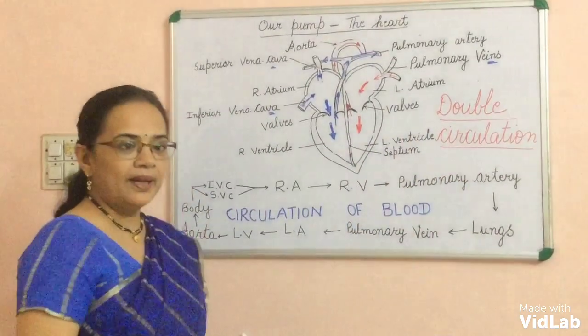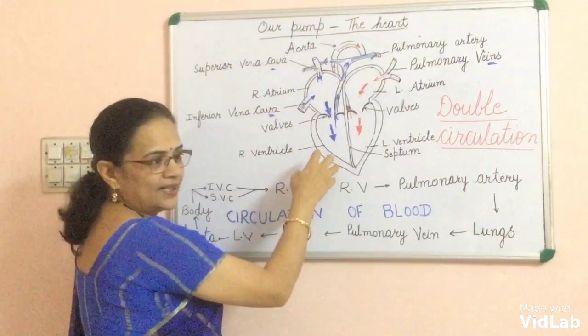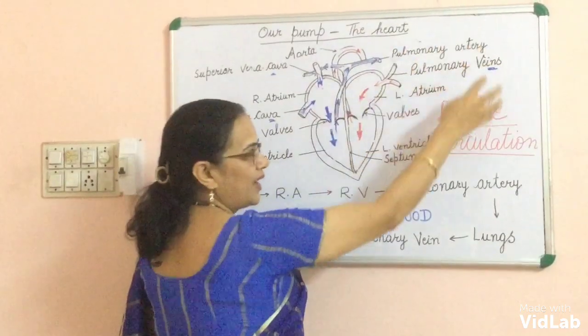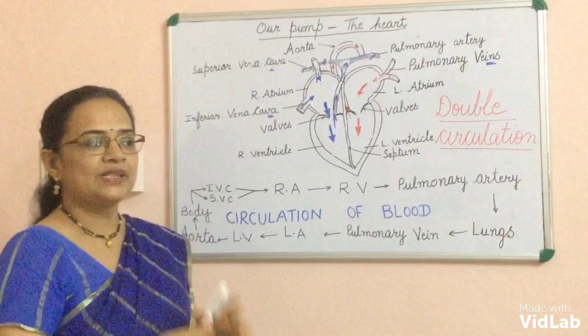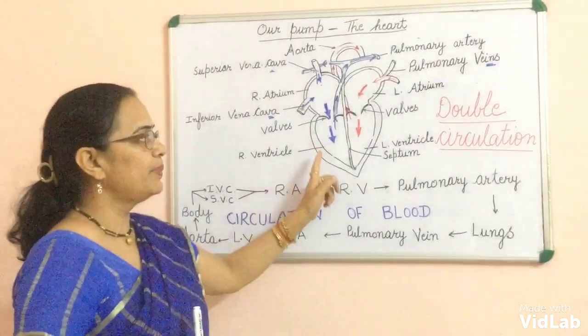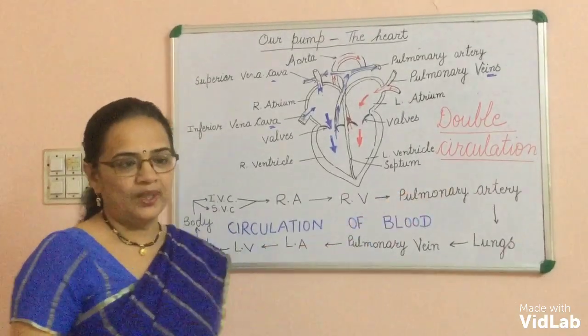Again, the blood passes twice through the heart. Once through the right side, then it goes to the lungs. Again, after getting oxygen, it comes to the left side. The blood passes twice through the heart to complete one cycle. This is known as double circulation.